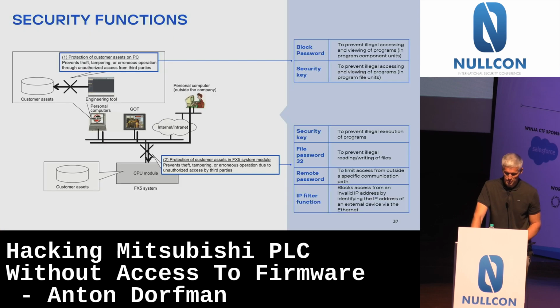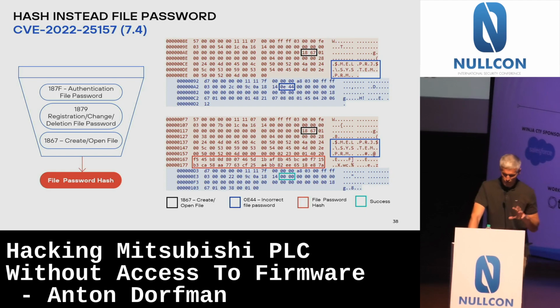So let's consider security functions. They're simple. On the PC side, there are block password and security key. On the PLC side, there are four: security key, file password, remote password, and IP filter. The first bug is about the file password. We can get the hash from free sources, you can see it on the left, and we can use this hash to bypass the file password security feature. Just send the hash. That's all.